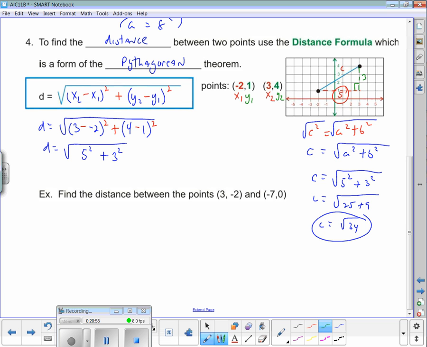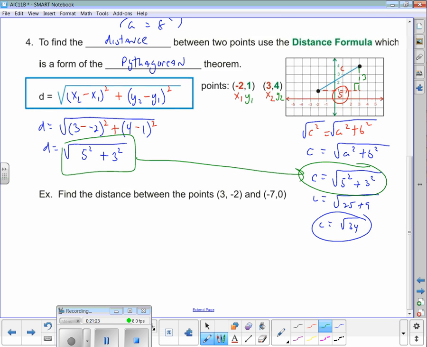Do you notice at this point how we are just like here, only we have a d instead of a c, the distance instead of the hypotenuse? It's exactly the same. We would finish it the same. You get d equals the square root of 25 plus 9. And finally, d equals the square root of 34. And by the way, you cannot simplify the square root of 34.